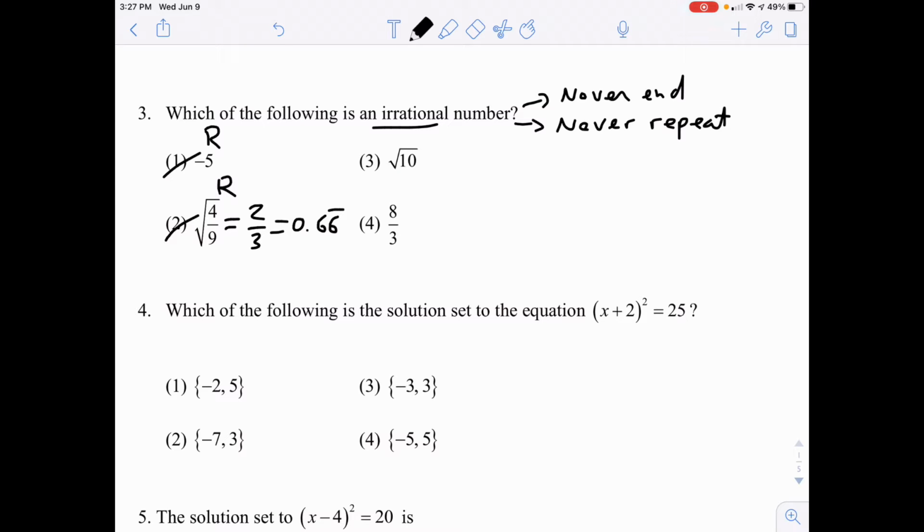The square root of 10, part C. If we put the square root of 10 in our calculator, we get about 3.16227766. Well, that's never ending, never repeating. There's our irrational number right there. Lastly, if you divide 8 and 3, you get about 2.66 as a repeating decimal. That is a rational number.